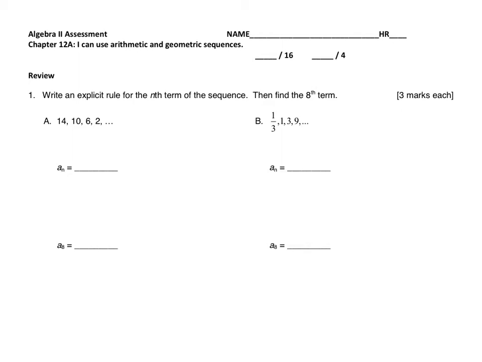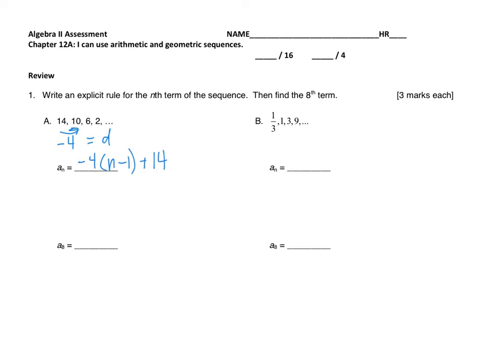So first we have to figure out what's going on with each equation. So this first one, we are subtracting 4. So that is our common difference. So we are going to do negative 4 times n minus 1 plus the first term, 14.